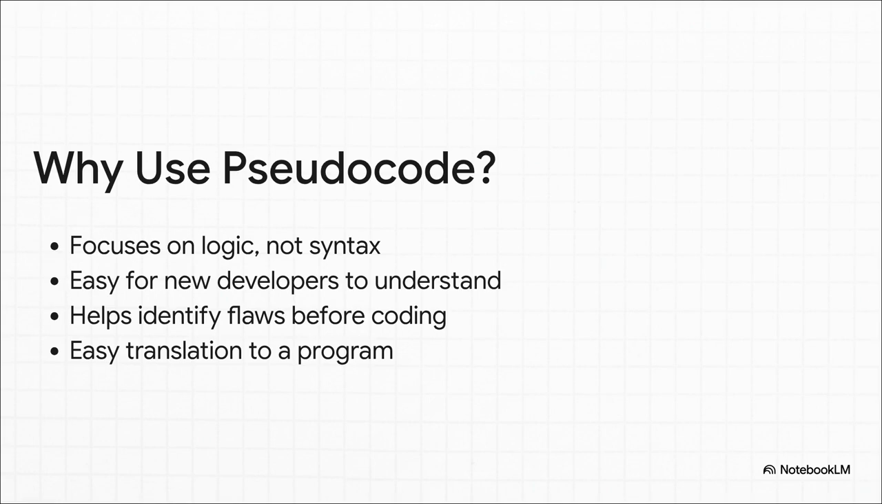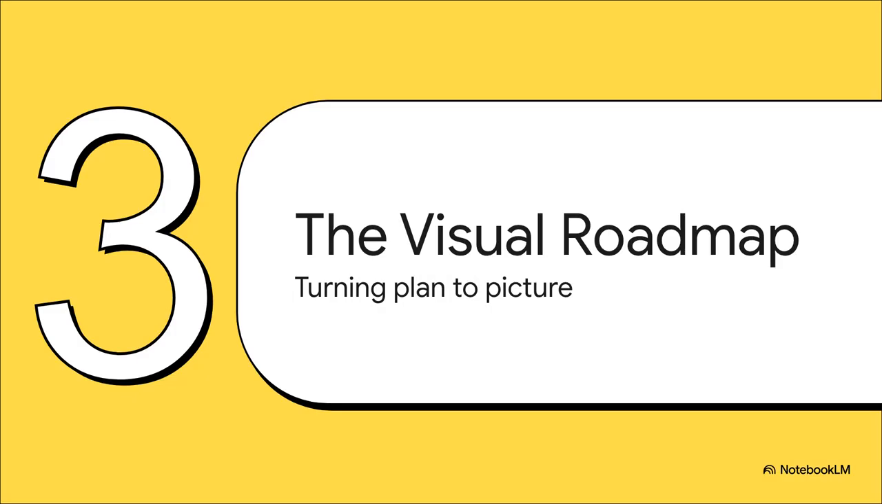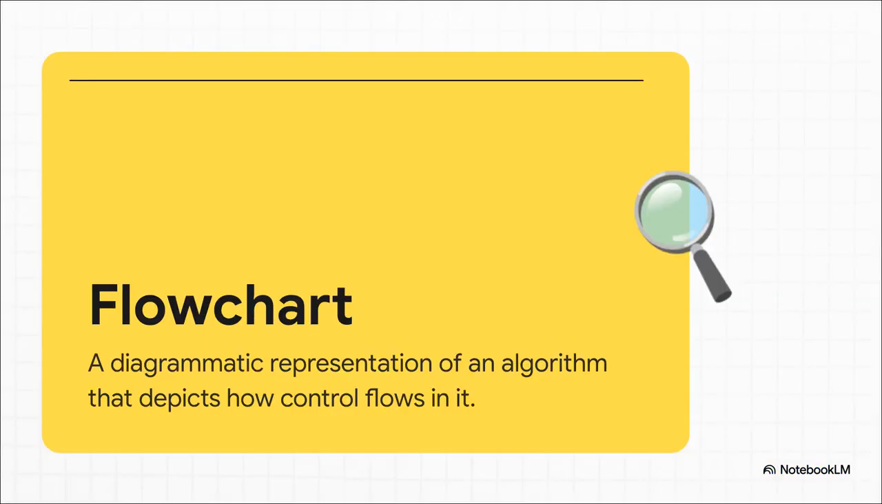Okay, so we've written our plan in plain English, and then we gave it some structure. Now, for the final and maybe the most powerful planning stage, let's turn that plan into a visual roadmap. A flowchart is basically the architect's blueprint for your program. It's a diagram that uses standard shapes and arrows to visually map out the entire process, from the very beginning to the very end. It makes the flow of logic and every single decision point instantly obvious.